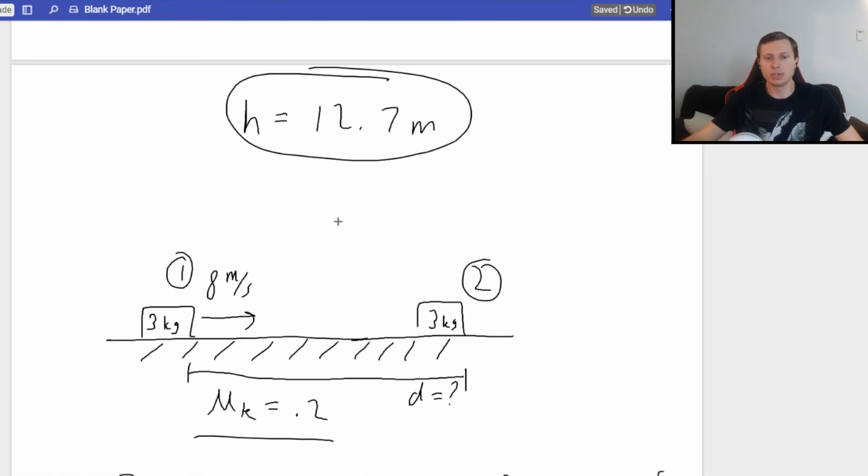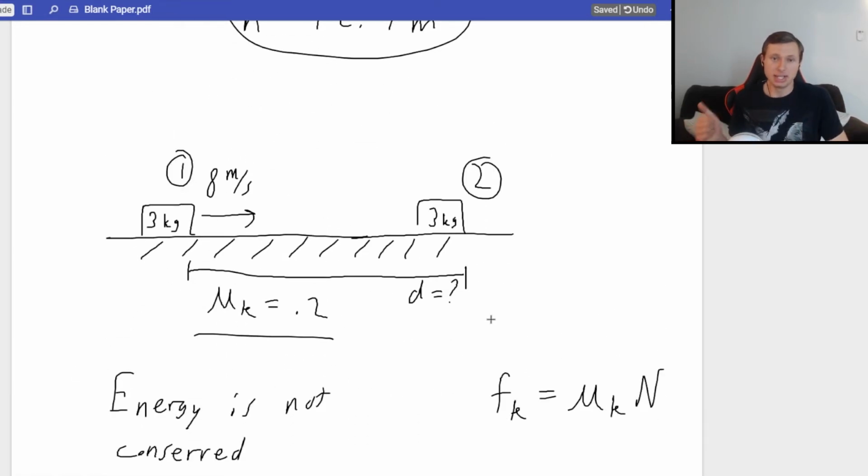I'm looking at point 2 now. It doesn't have a height. It doesn't have a spring anywhere. So it must be kinetic energy, except for the fact that we know what the speed is at point 2. What is it? You can call it out.